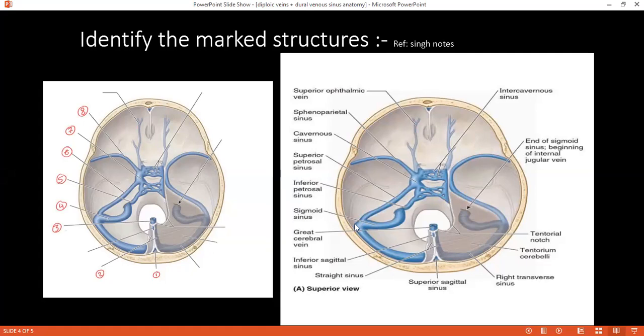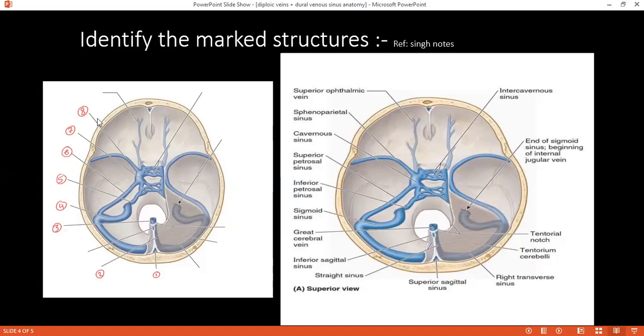When I asked you where the sigmoid sinus is located, it was in the posterior cranial fossa. So that's how you'll remember it. This is 4th, and this is 5th. 5th is inferior petrosal sinus. 6th is superior petrosal sinus. And then 7th is the cavernous sinus. So that's the location of the cavernous sinus, and why it's susceptible.